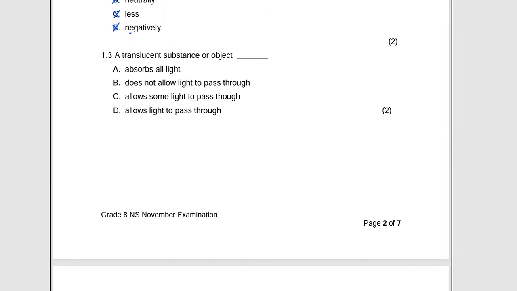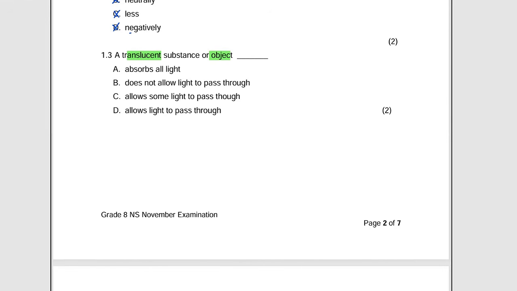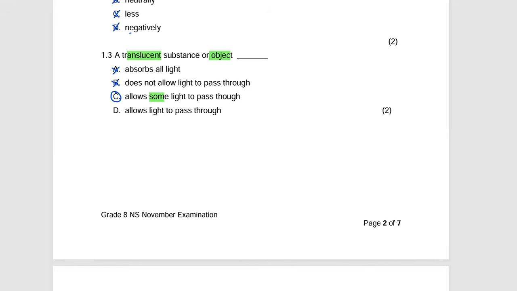Then moving on to question 1.3, it says a translucent substance or object, what does it do? So option A says absorbs all light, which is incorrect there. It says here does not allow light to pass through. So a translucent object allows light to pass through. So C says here allows some light to pass through. Yes, so our option C is the correct option there. It says allows some light to pass through. So it's the correct option then.